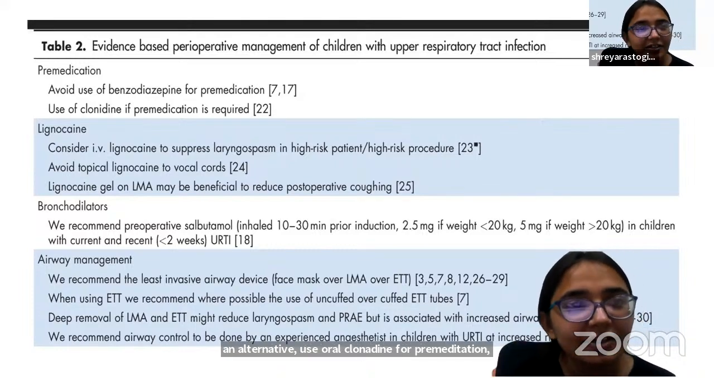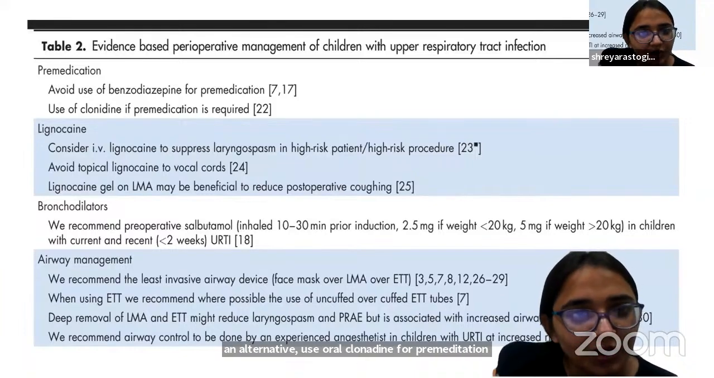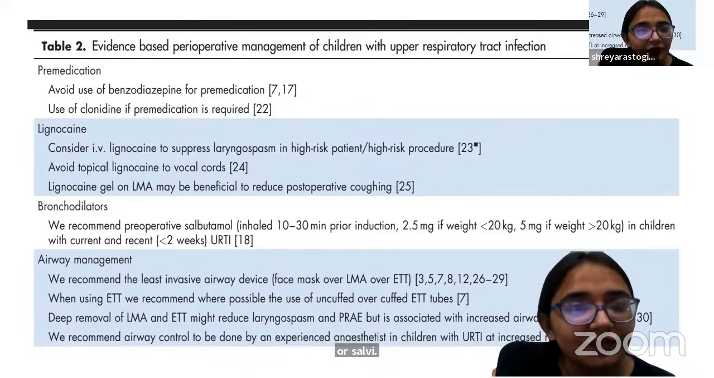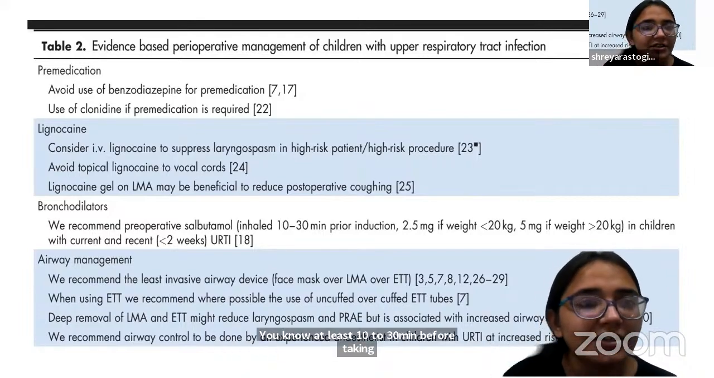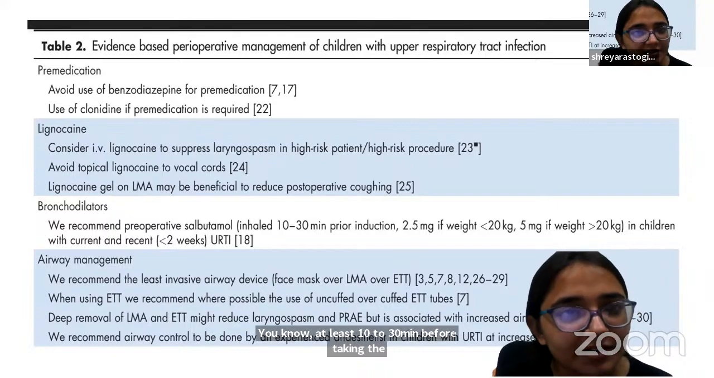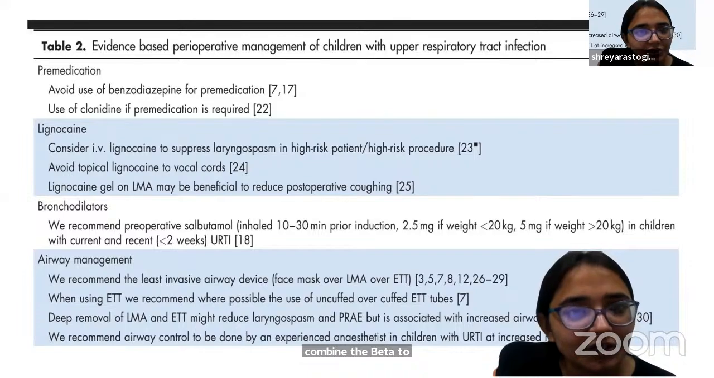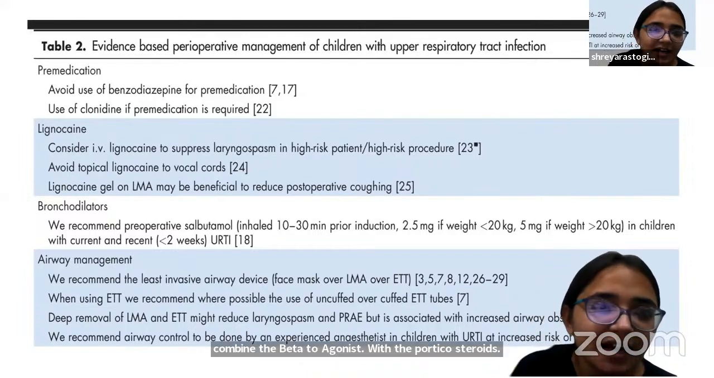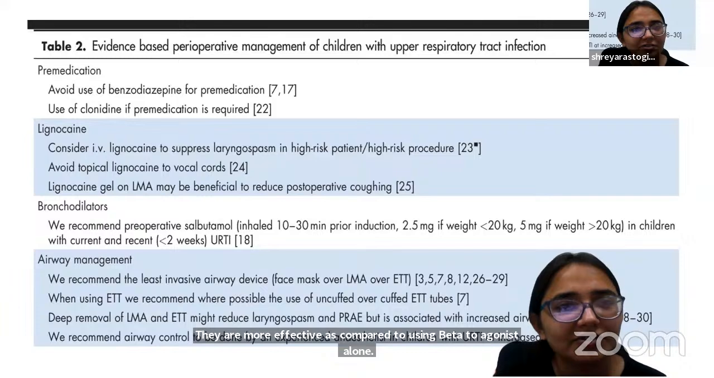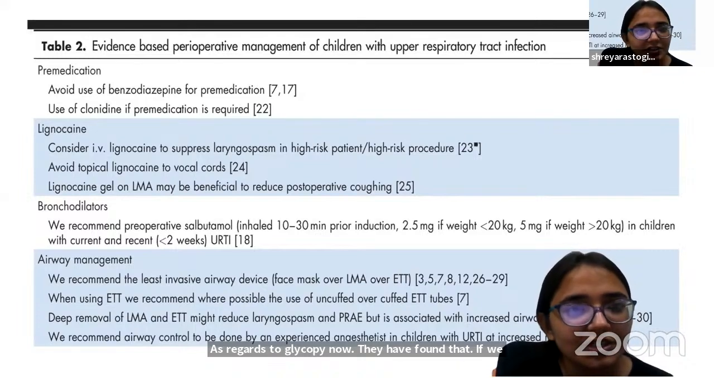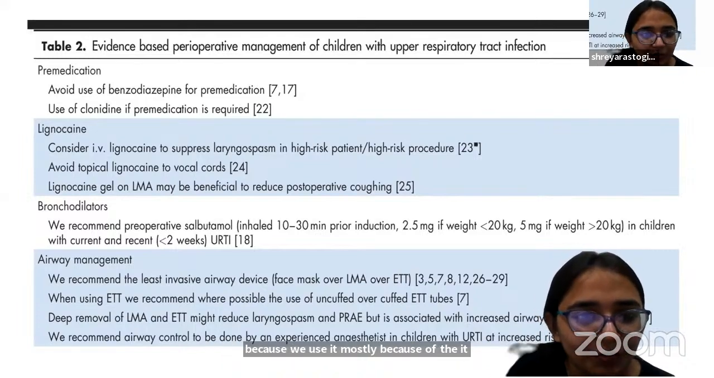Plus, it is ideal to nebulize the patient with bronchodilators like levosalbutamol or salbutamol at least 10 to 30 minutes before taking the patient into OT. And ma'am, research has found that if we combine the beta-2 agonist with corticosteroids, they are more effective as compared to using beta-2 agonist alone. As regards glycopyrrolate, ma'am, they have found that if we give glycopyrrolate IV after induction, there is no role, because we use it mostly for its anti-sialagogue property.